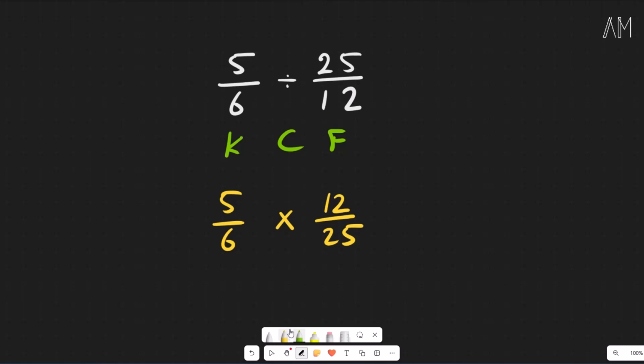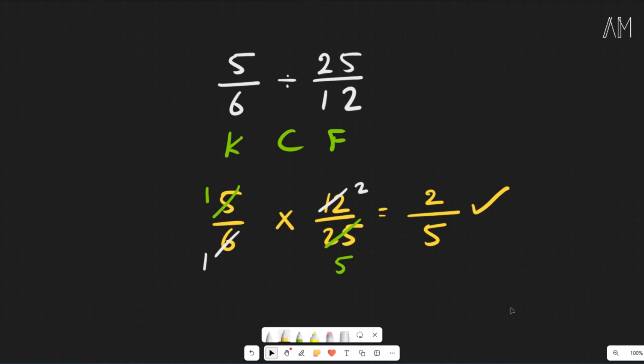And if you remember, guys, in multiplication and in multiplication only, I can apply the cancelling. So here I can simplify 5 and 25 by dividing both by 5. This will become 1 and this will become 5. And same thing, I can do it for the 6. Let me change the color. By dividing by 6, 6 will become 1 and the 12 will become 2. And there we go. So 1 times 2 is 2 and 1 times 5 is 5. And that's how we do it.